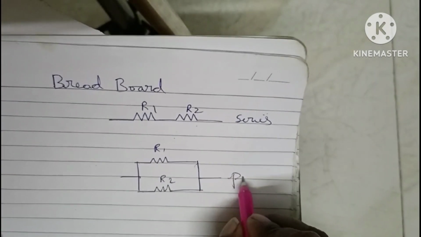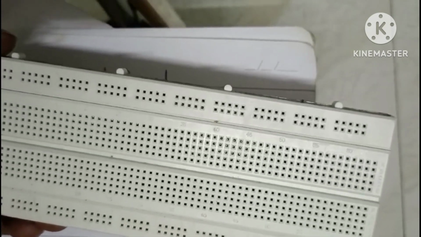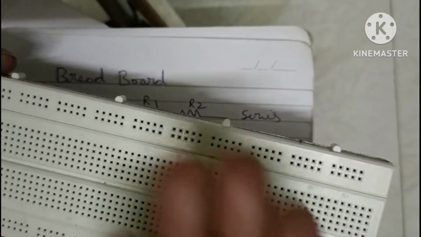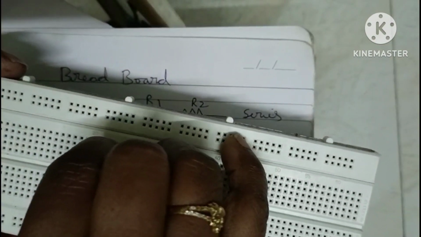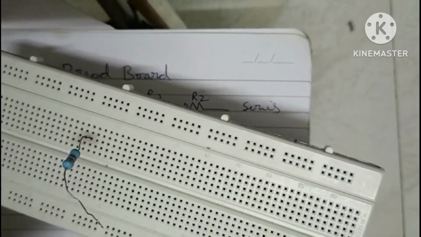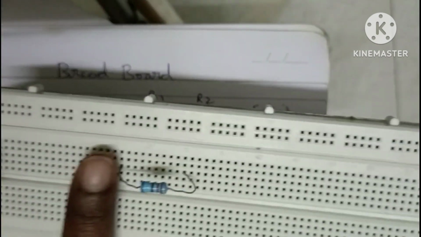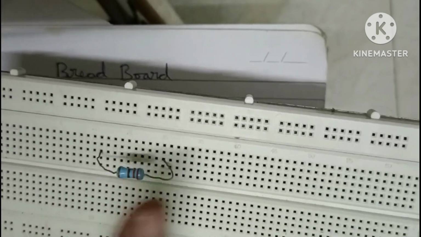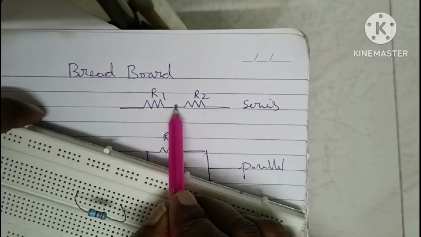We have two connections, series and parallel connection. Here I am now connecting the series. I have taken two resistors, R1 and R2. First, keep a connection using any socket. I am keeping one here, and next I am keeping another here. Resistor R1 first terminal and R2 second terminal. Now if you observe this circuit, R1 second terminal and R2 first terminal are shorted.